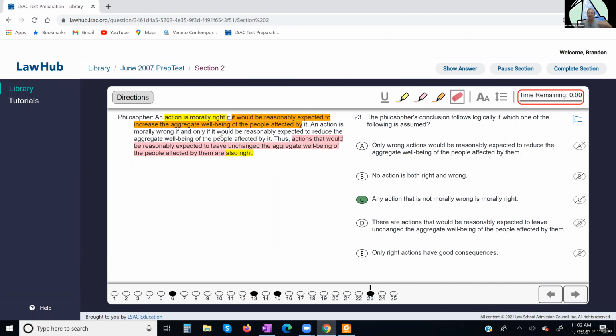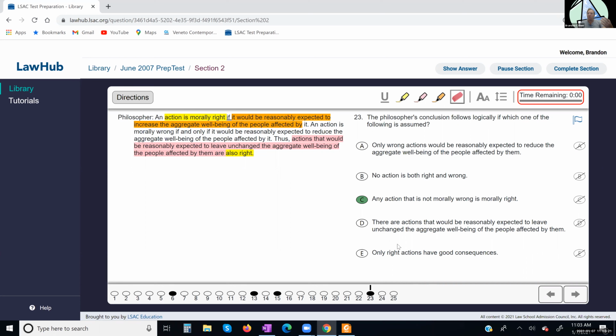Now, if you had in your head, okay, what if we have an answer choice that says, if we leave it unchanged, then that's as good as increasing? I would accept that answer. If you had an answer that said, if we have an action that would reasonably be expected to leave unchanged the aggregate well-being of the people, then that would be equivalent to increasing the aggregate well-being of the people. I'm okay with that. That would prove this argument correct, because then it would trigger the orange and tell us morally right. So that is where we could look for that answer.